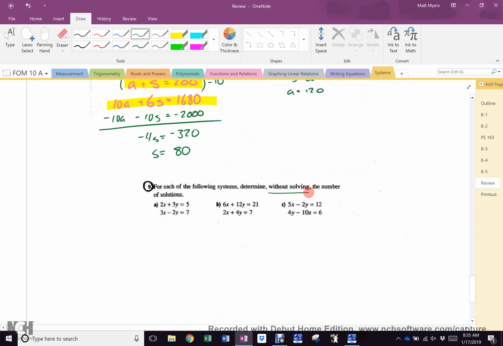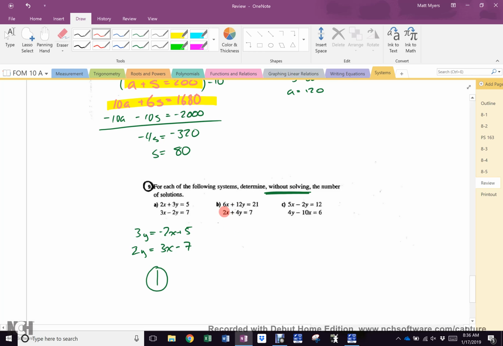And lastly, without solving. When I say without solving, that just means no graphing, no elimination, no substitution. But you can move it around. So when I move this guy around, I get 3y equals negative 2x plus 5. And down here, I get 2y equals 3x minus 7. When I divide both of those by 3 and by 2 to isolate y, I have different slopes. As soon as I have different slopes, what is my number of solutions? 1. Because as soon as you have different slopes, they are going to cross somewhere. They have to. Because once they aren't different slopes, they are not parallel. And if they are not parallel, they must cross at some point in the universe.